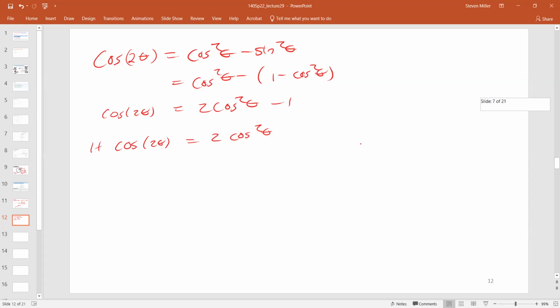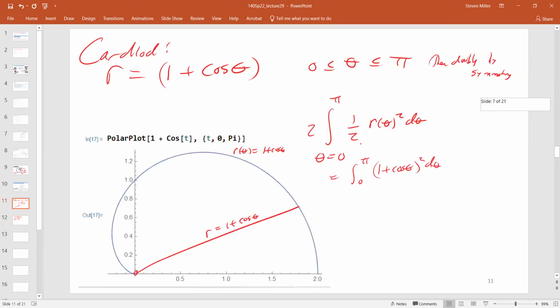There are 2 ways to try to do this. I have 1 plus cosine theta. I could take theta here to just be theta over 2, and then 1 plus cosine theta is 2 cosine squared of theta over 2. Or I could expand the square and then use this. So this would be the same as the integral from 0 to pi of 1 plus 2 cosine theta plus cosine squared of theta d theta.